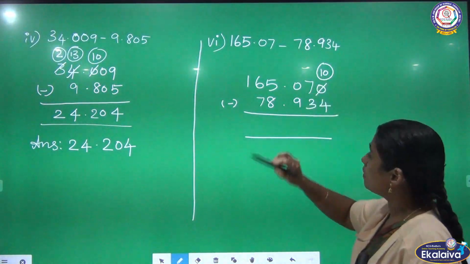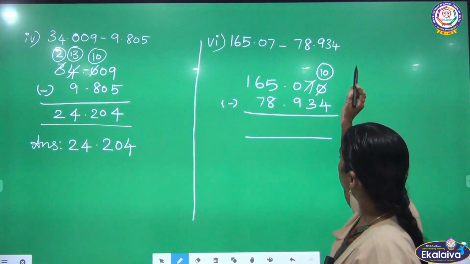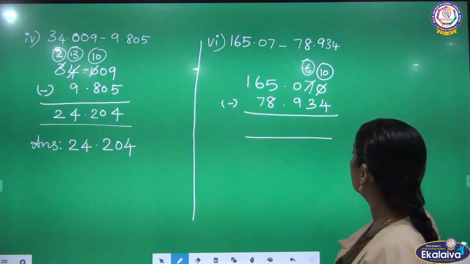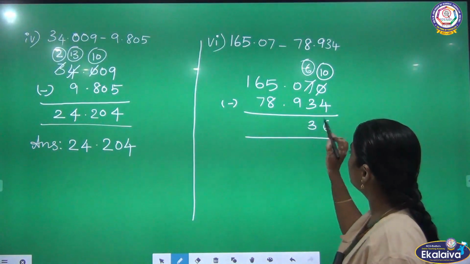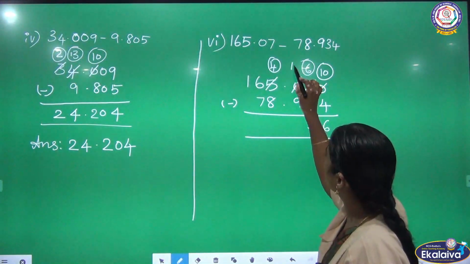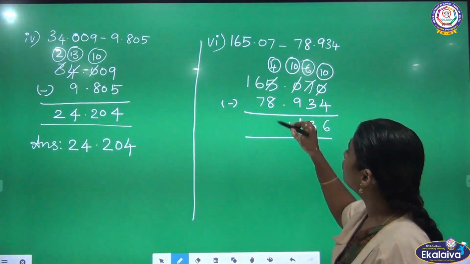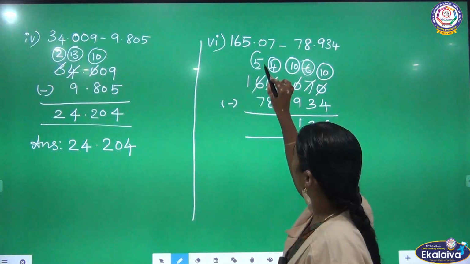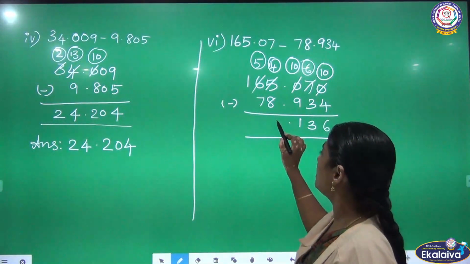It becomes 10, because I cannot subtract 0 minus 4. Now this becomes 6, because it is giving 1. So 10 minus 4 is 6. 6 minus 3 is 3. Again you borrow. This becomes 4 and this becomes 10. So 10 minus 9 is 1. 4 minus 8, again borrow here. So this becomes 5 and this is 14. So 14 minus 8 is 6.